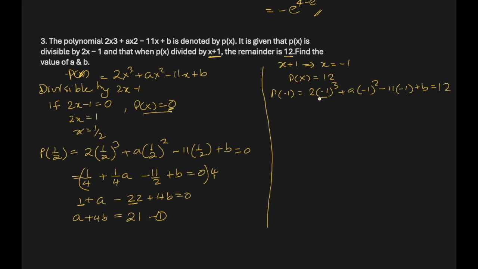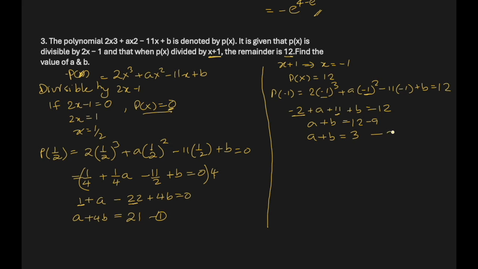So this becomes minus 2. This becomes plus 1. So a, just a, plus 11 plus b equal to 12. So a plus b remain here, and 12, this will be how much? 9, positive 9. So it will become minus 9 on the other side. So a plus b is equal to 3.